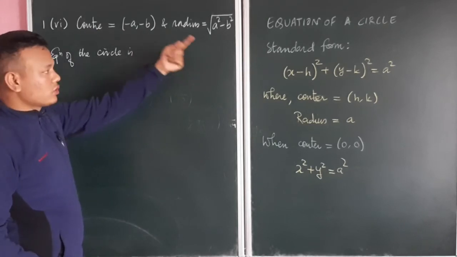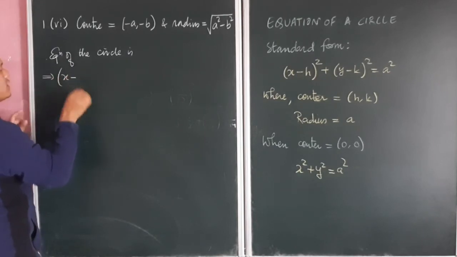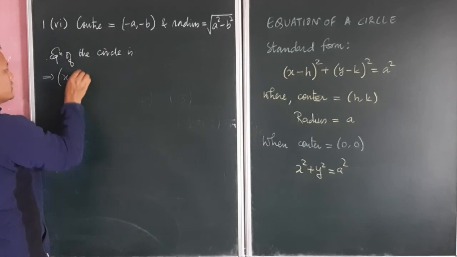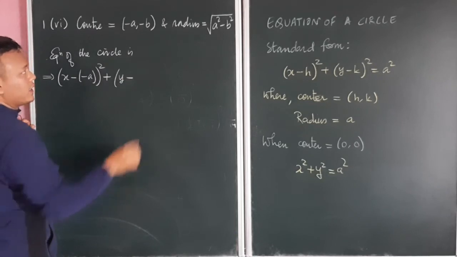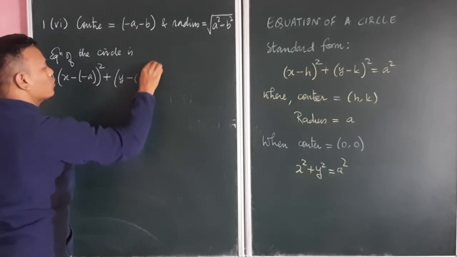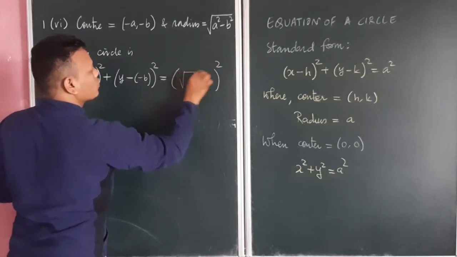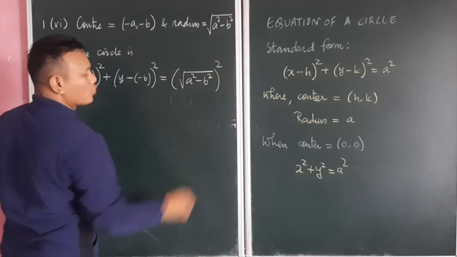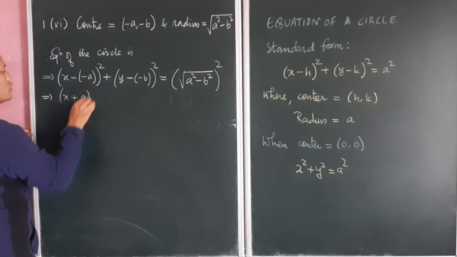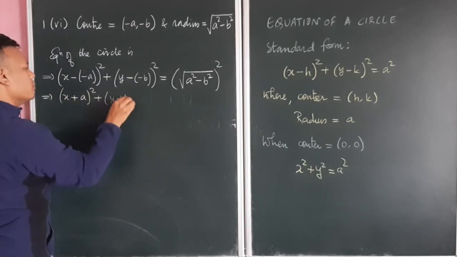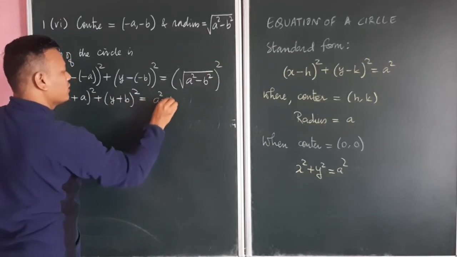That is (x minus h) whole square. You'll write down the same formula. So from here, (x minus h), h is minus a, whole square, plus (y minus k), k is minus b, whole square, equals a square. A is the radius, and how much is the radius? Radius is square root of a square minus b square. Now let's simplify this. So we have (x plus a) whole square plus (y plus b) whole square equals, so this square root and this square get cancelled, so I have a square minus b square.